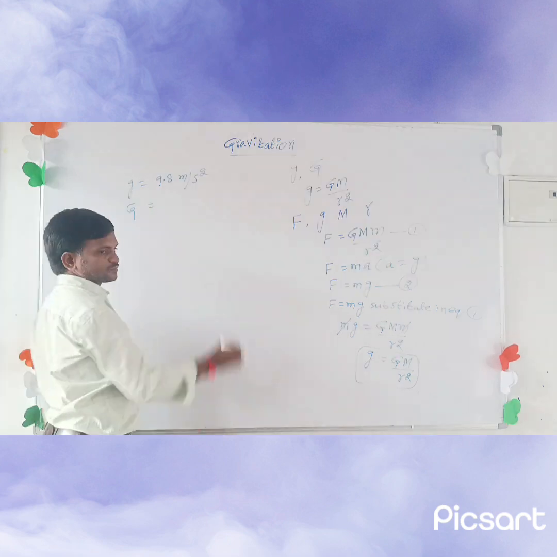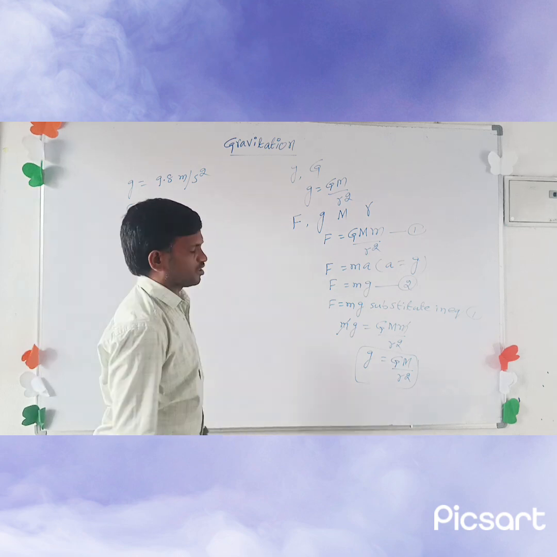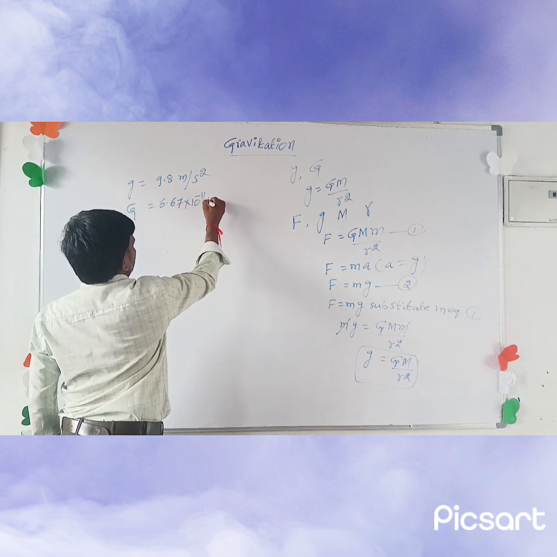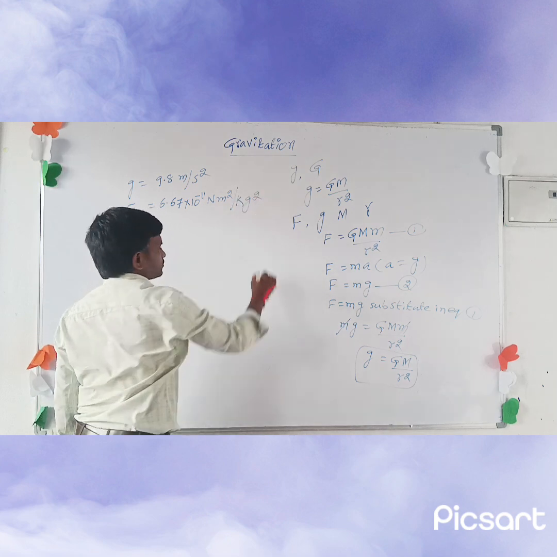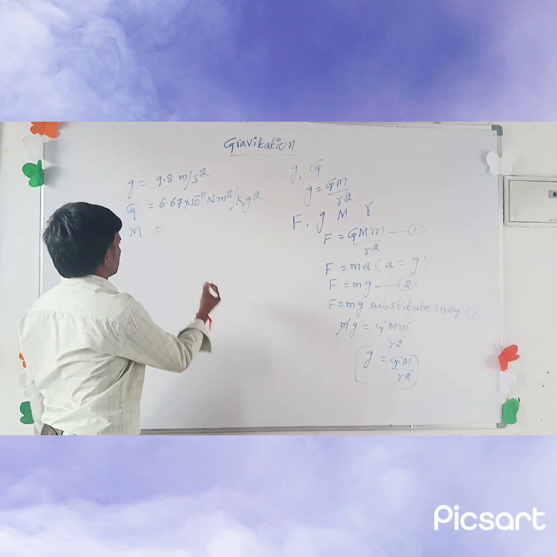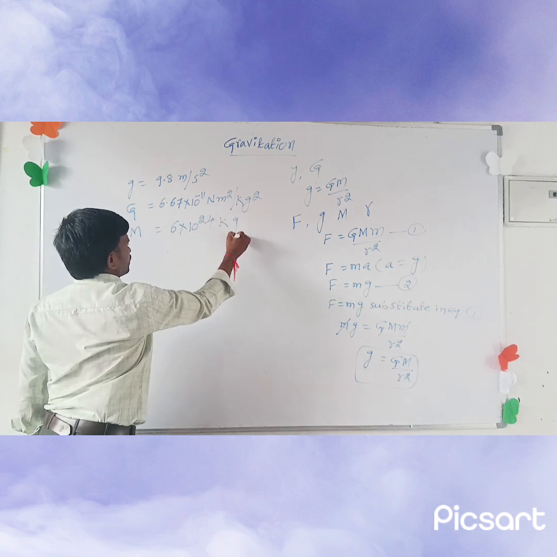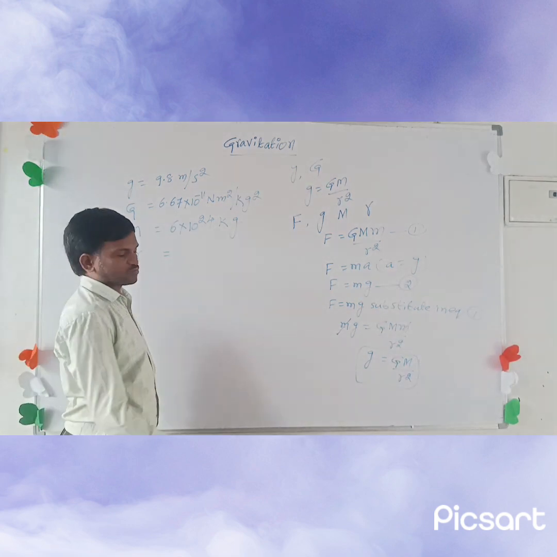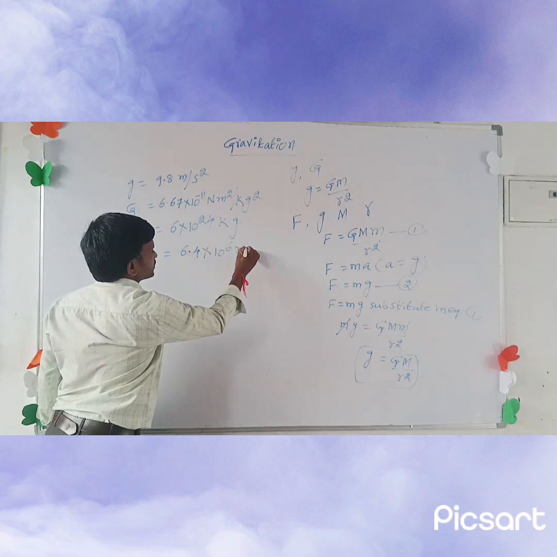Capital G is equal to the universal gravitational constant. This value is 6.67 into 10 to the power of minus 11 Newton meter square by kilogram square. Capital M equals mass of the earth. This value is constant, 6 into 10 to the power of 24 kilogram. Small r is equal to radius of the earth, 6.4 into 10 to the power of 6 meters.